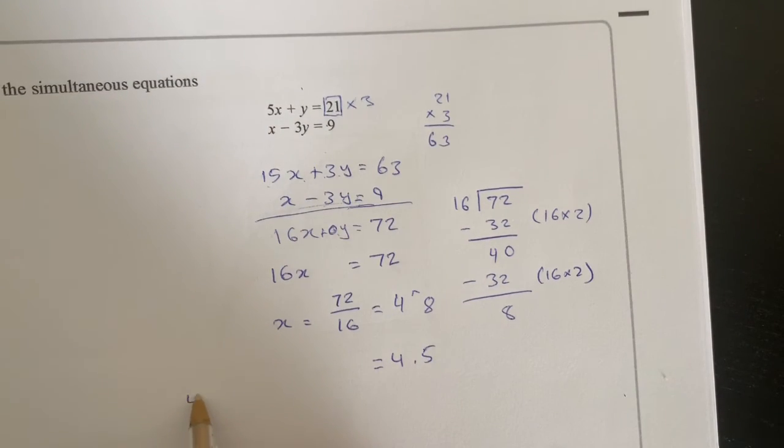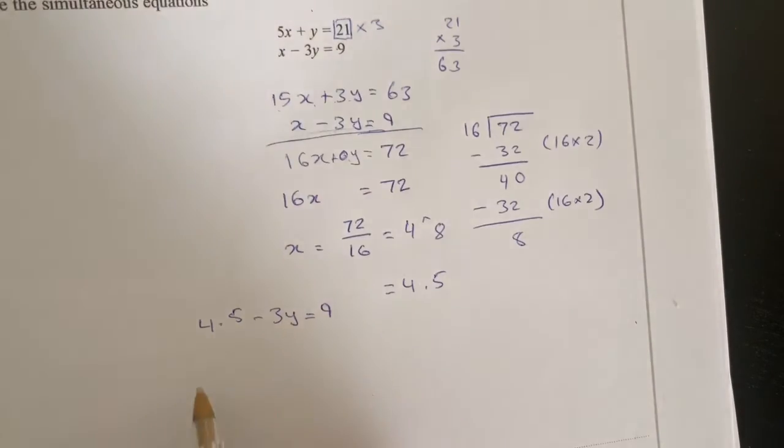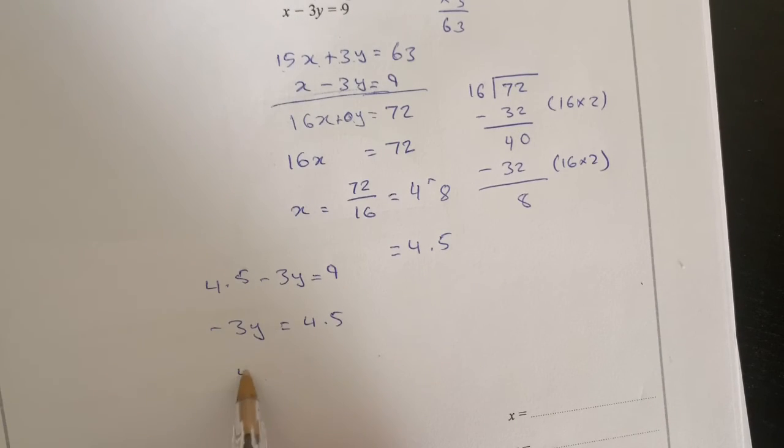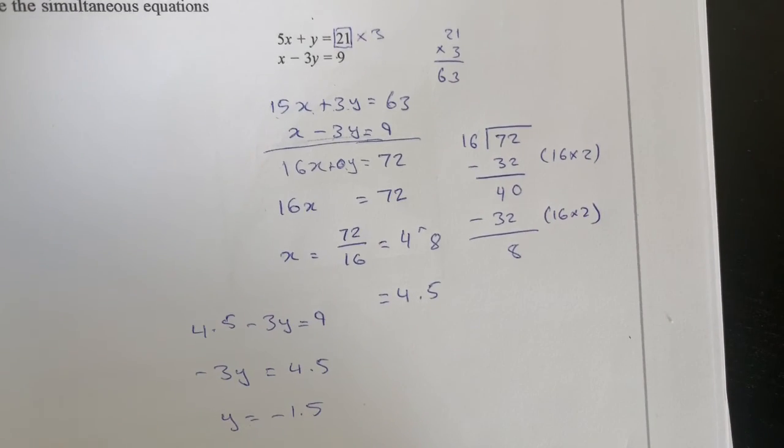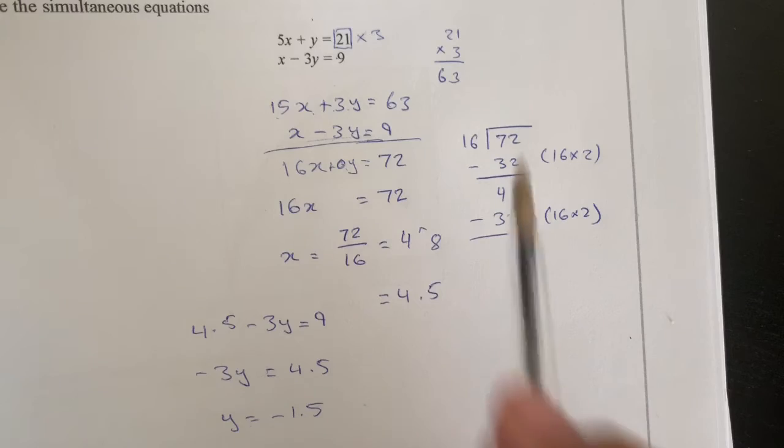So 4.5 minus 3y is equal to 9. So minus 3y, if we subtract both sides by 4.5, is equal to 4.5. So y is equal to minus 1.5. Easy enough. Now we can check if this is correct by plugging it into the top equation.